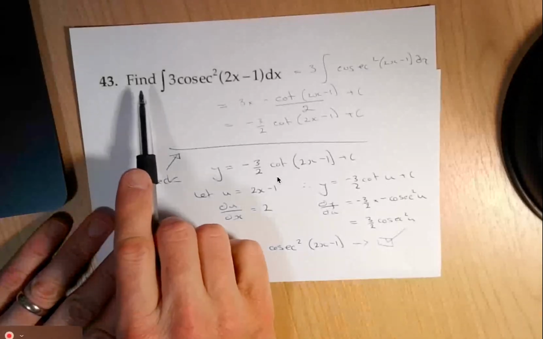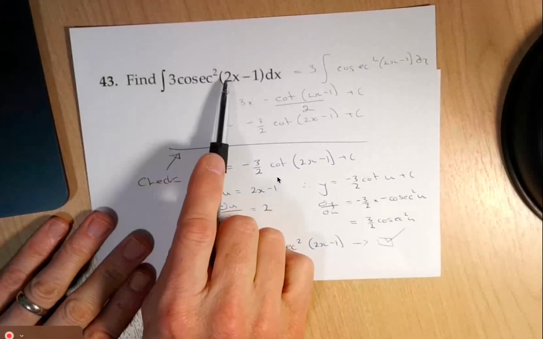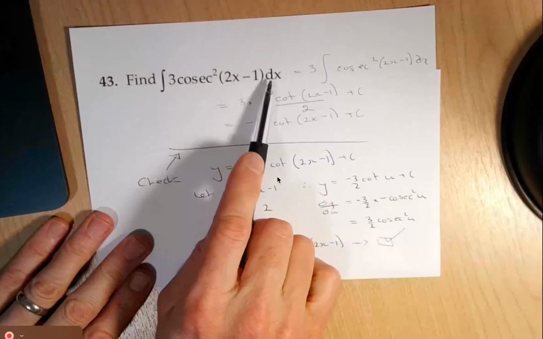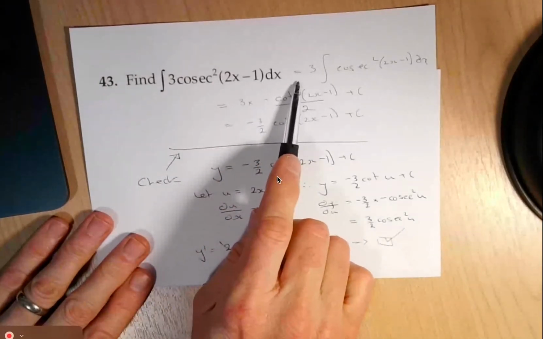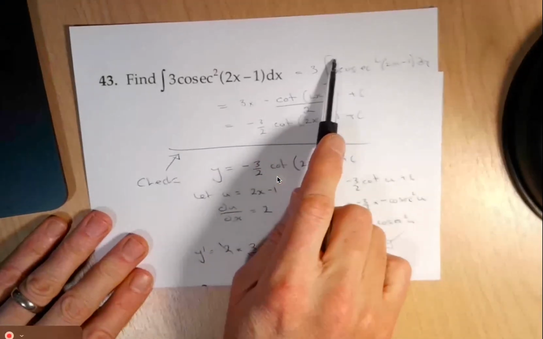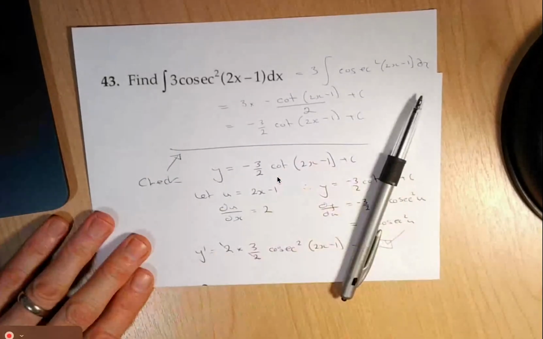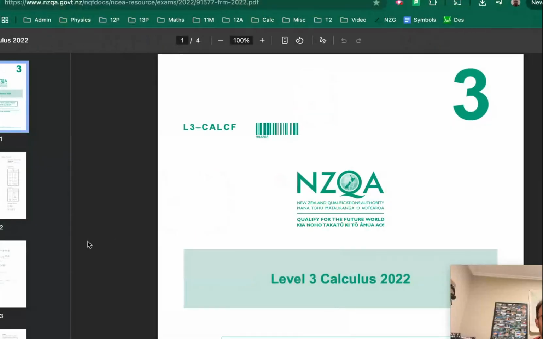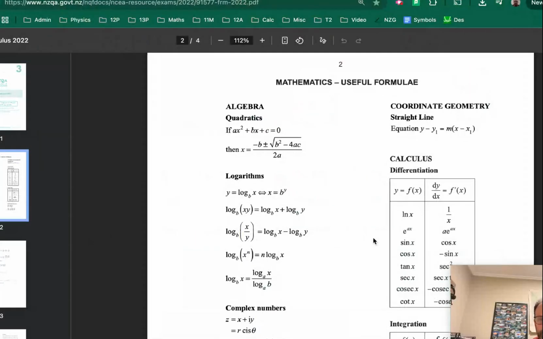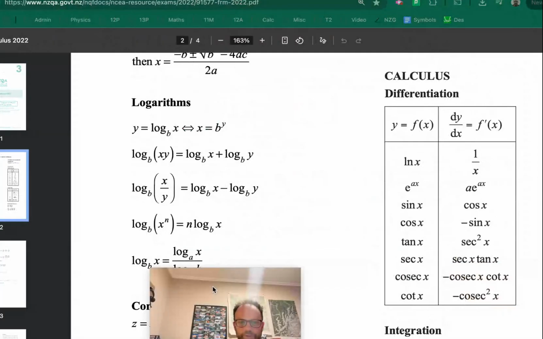Righty, number 43, find the integral of 3 cosec squared of the angle 2x minus 1 with respect to dx. First thing you'll do is take the 3 out, so 3 times the integral of this thing. And then I think you should go to a formula sheet here, scroll down to here, zoom in on this. Now that does say differentiation.